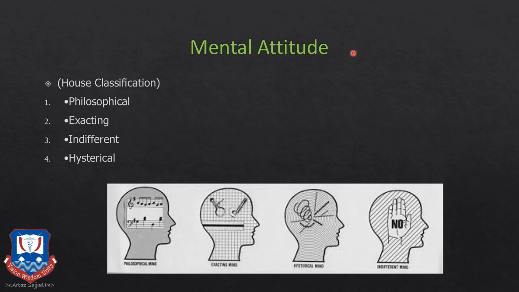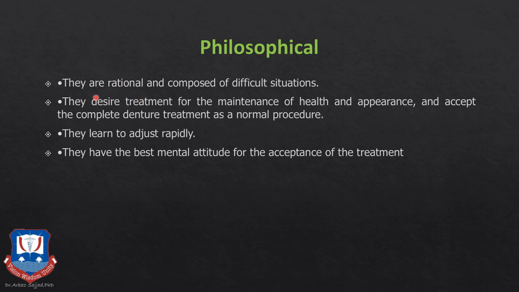Now coming to the mental attitude, all these things which I'm talking about come under patient evaluation. So House divided the patient's mental attitude into four categories, that is philosophical, exacting, indifferent, and hysterical patient. A philosophical patient is one who is rational and composed of difficult situations. He is an educated patient and understands the limitations of the treatment and understands why he is seeking a treatment. They desire treatment for the maintenance of health and their appearance. They learn rapidly and they have the best mental attitude for the acceptance of the complete denture.